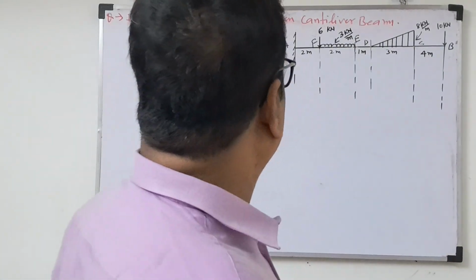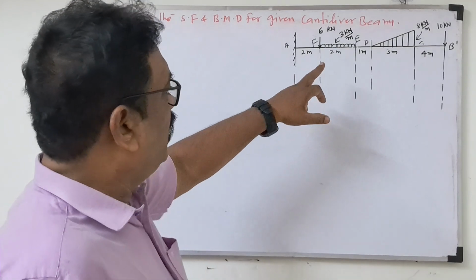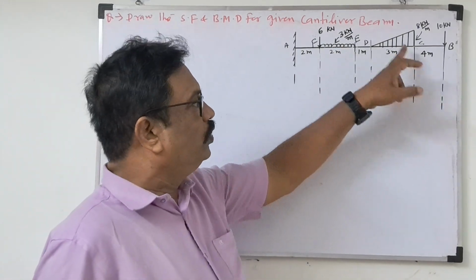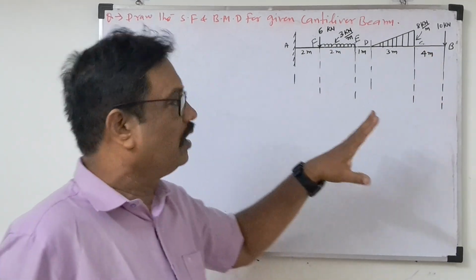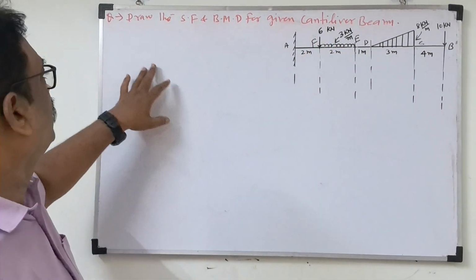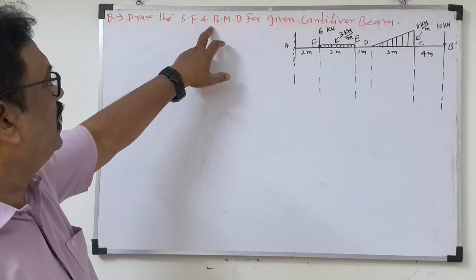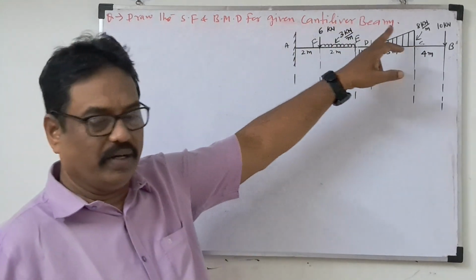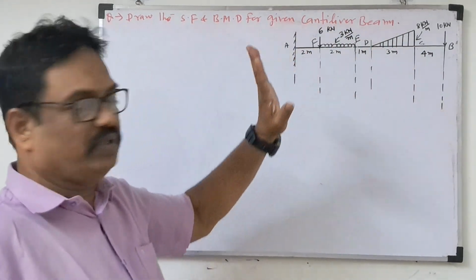Today I am going to discuss the cantilever beam where point load, UDL and UVL, all three loads will be there. This is the maximum possibility to be asked as a question in the university exam. So draw the shear force and bending moment diagram for the given cantilever beam. This diagram is given.